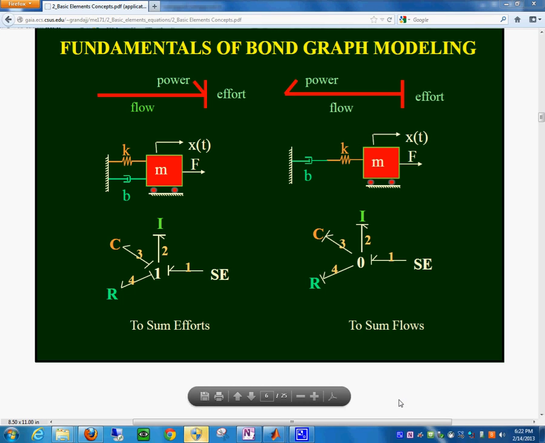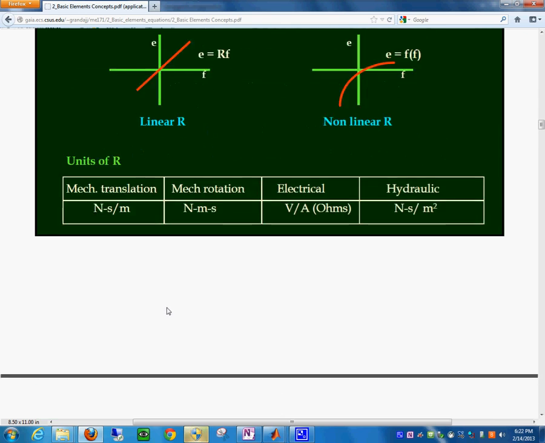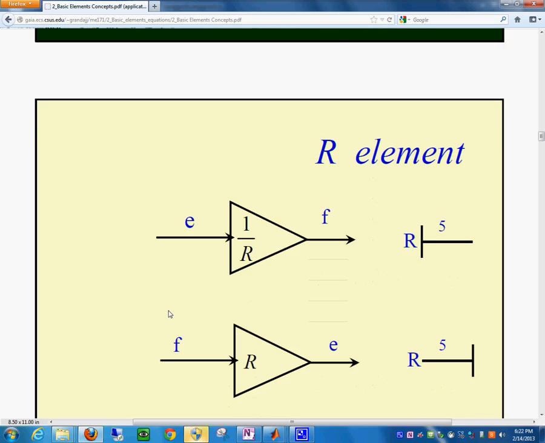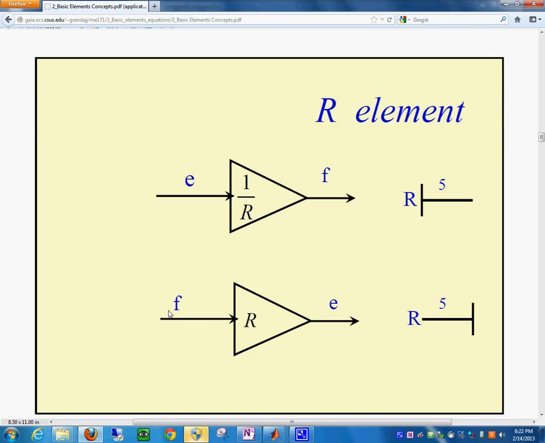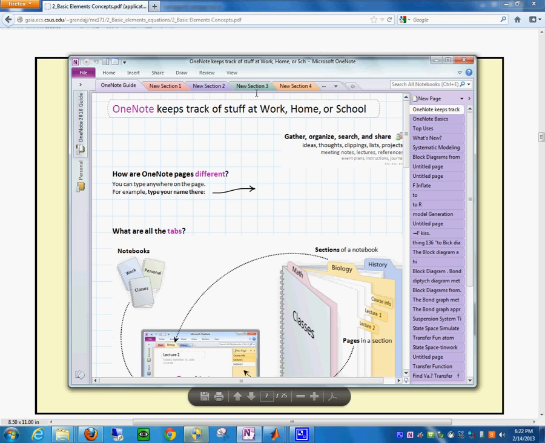Okay, so now what we're going to do is look at each one of these elements that make up the system and study it in detail. We'll study first the R element, then the C element, and then the I element. Actually, let's take a step back and do it from scratch, so that you can actually see.